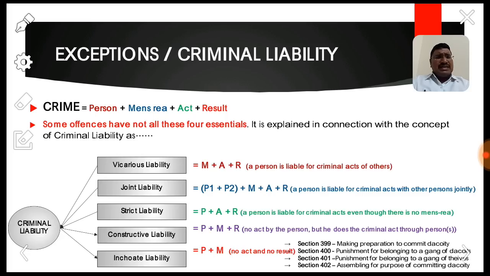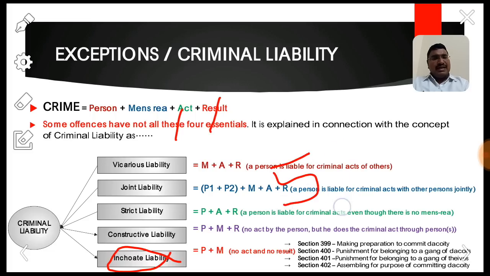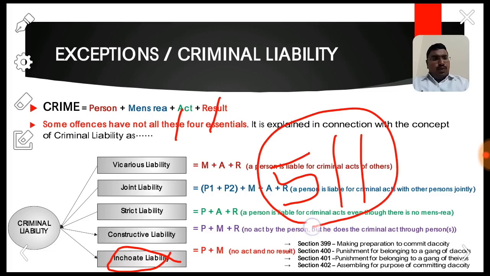There is no intended act, there is no act, there is no result. However, they are liable under inchoate liability. Section 511 of the Indian Penal Code speaks about the punishment for attempts. Here they attempted something, but there is no result. It is an incomplete crime. They should take the inchoate liability.